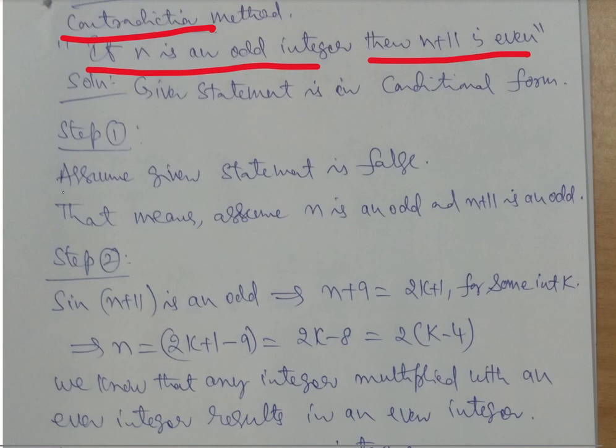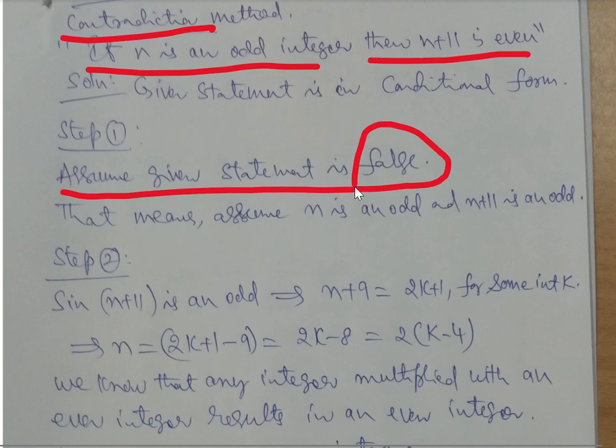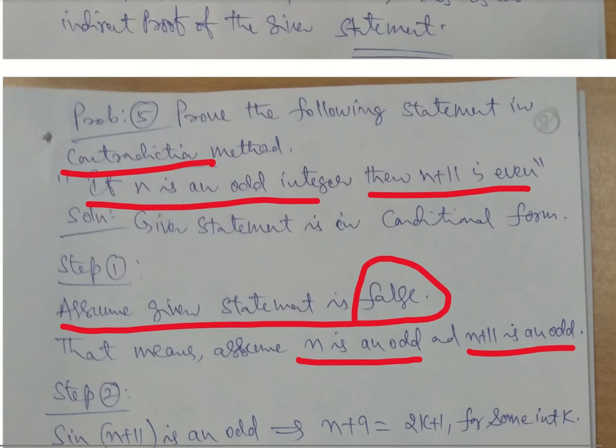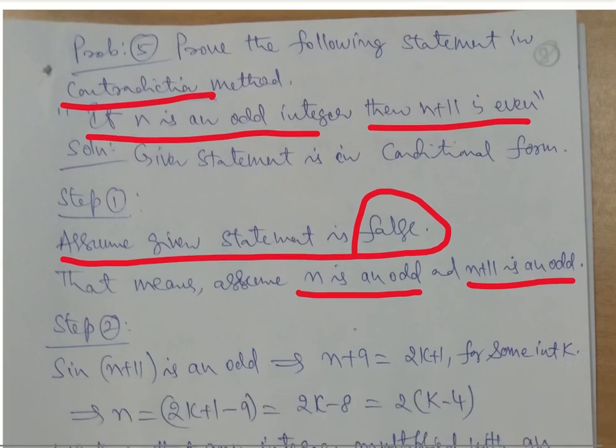As per the contradiction method, we have to assume the given statement is false. So assume that n is odd and n plus 11 is odd. What is the statement? If n is an odd integer, then n plus 11 is an even integer. I am going to assume P implies Q is false. When is that possible? When P is true and Q is false. So I am assuming n is odd, but I am taking n plus 11 is also odd. I know it is not correct, thereby I will prove by contradiction.